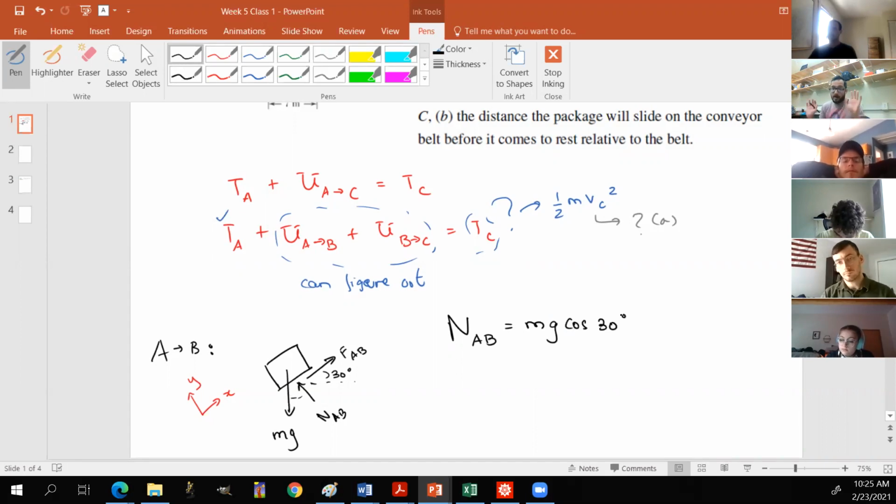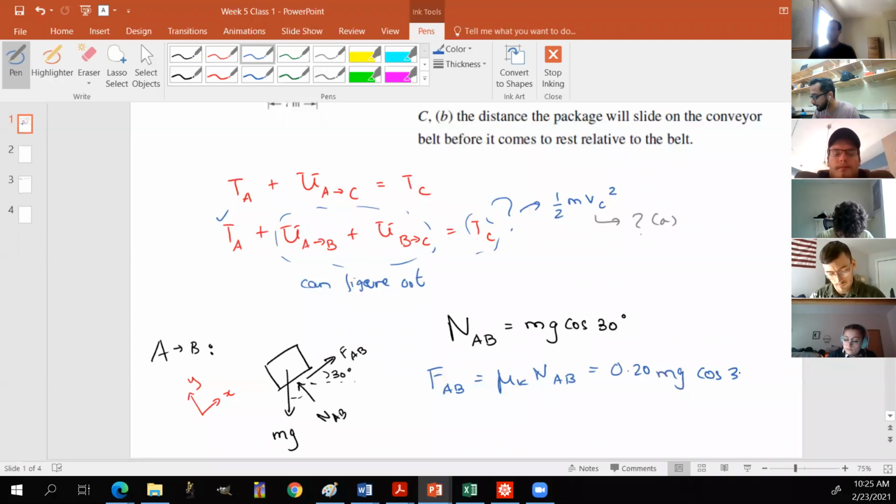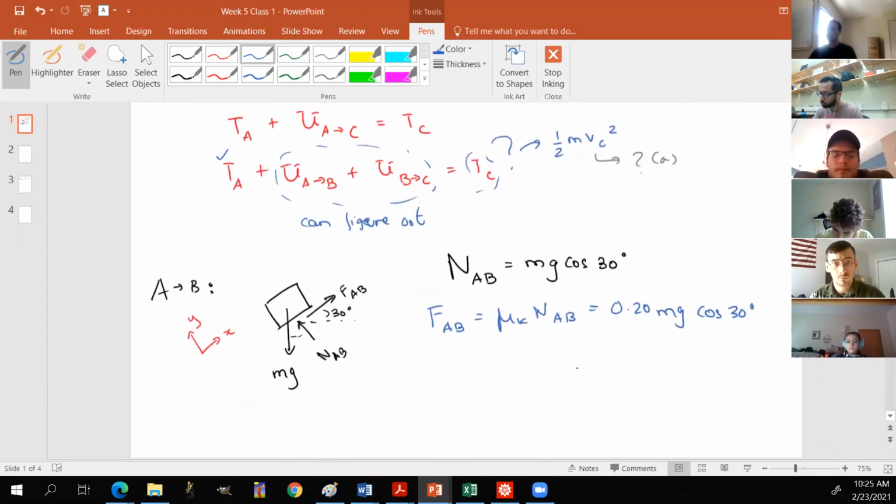Now, we can't do a force equilibrium along this x direction because there might be movements and things like that. So we just have to find all of the forces in that direction. So next, we say that FAB is going to equal mu k times NAB, so that's going to equal 0.20 times mg times cosine of 30 degrees, like that. So what are the only forces that are going to be doing work when you move from position A to B?